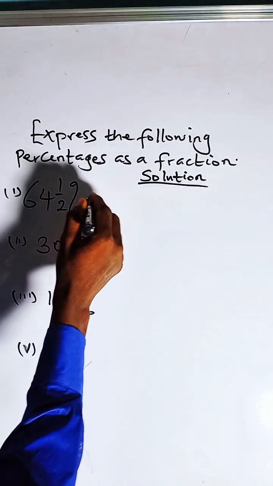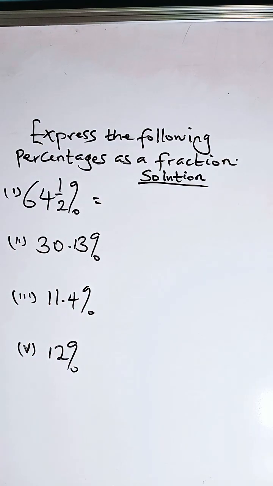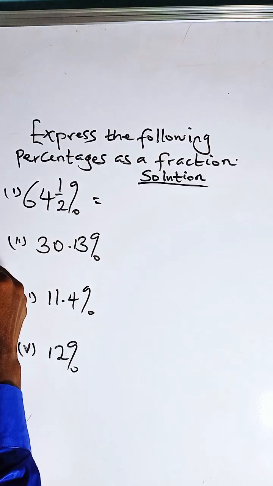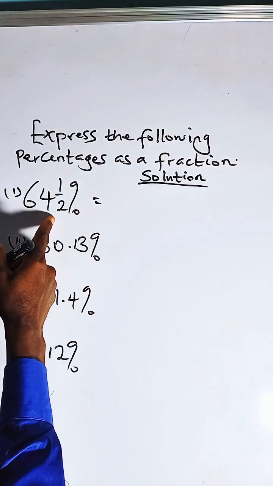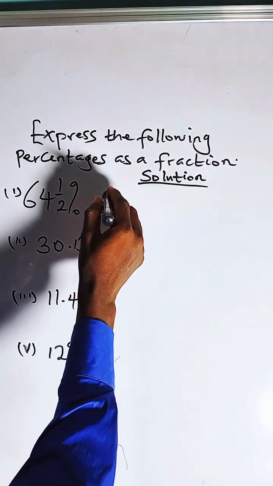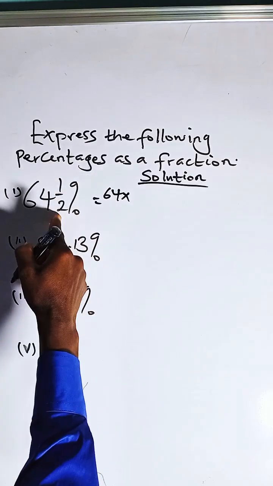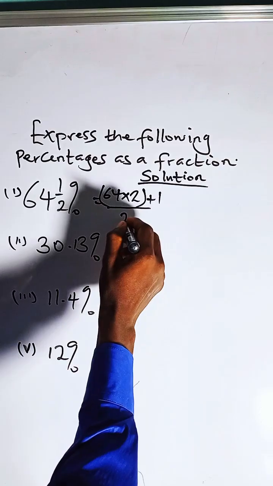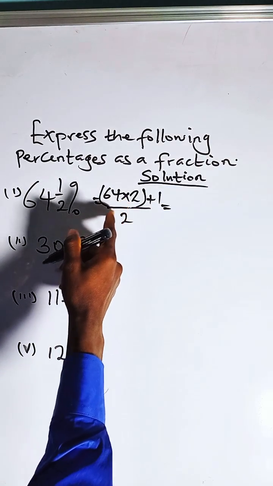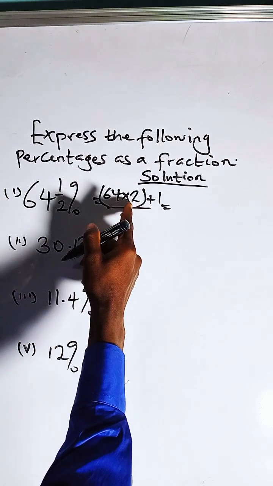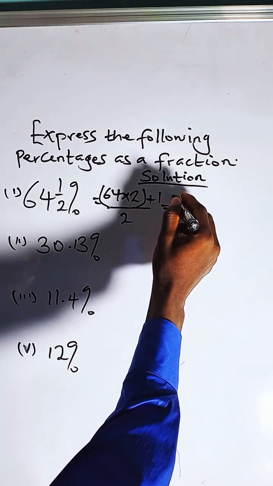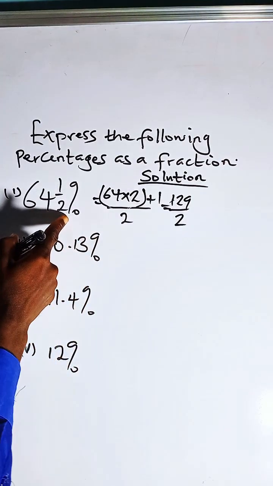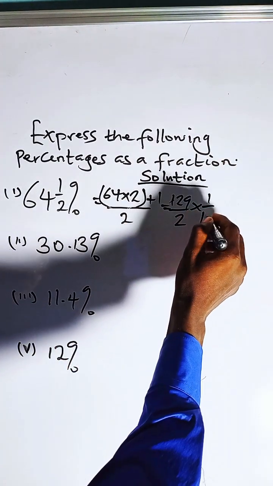Okay, so for the first one, we have 64 whole number, 1 over 2%, or 64.5%. The mixed fraction, we convert it to an improper fraction. So how do we do this? So we say 64 times 2, then we add 1 to it. So for 64 times 2, we have 128 plus 1, we have it as 129 over 2. So since we have a percentage, we multiply by 1 over 100.